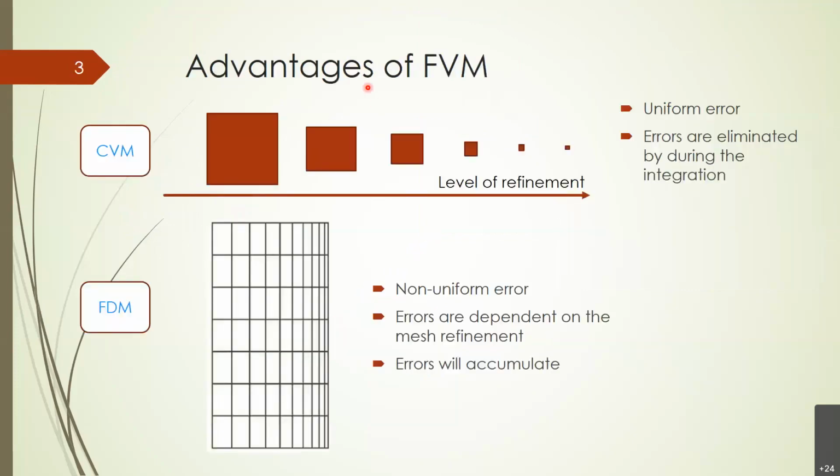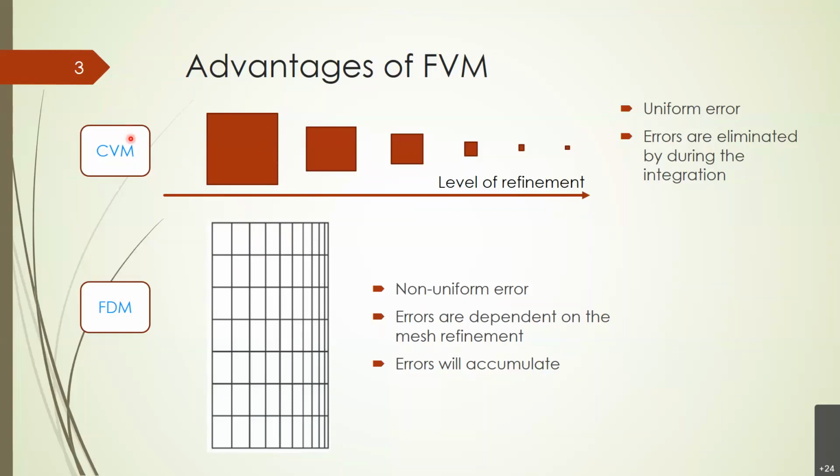So here are some advantages of the finite volume method. As we know, in a mesh there will be mesh refinement, and this big square is a coarse control volume. As we refine, it gets smaller and smaller. As we also learned previously, in the FDM, as we reduce the size of the mesh, the truncation error will be refined as well, giving a lower error.